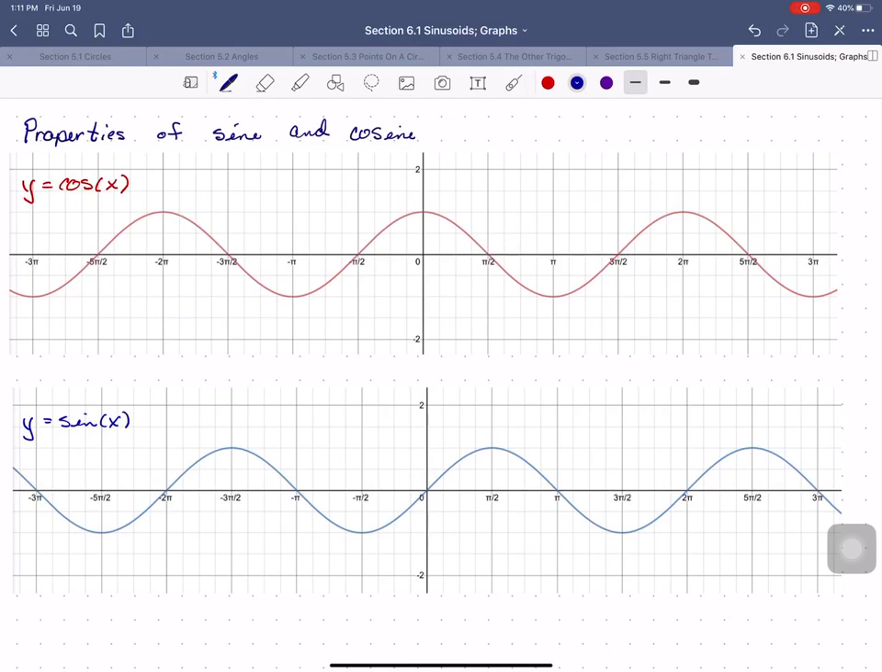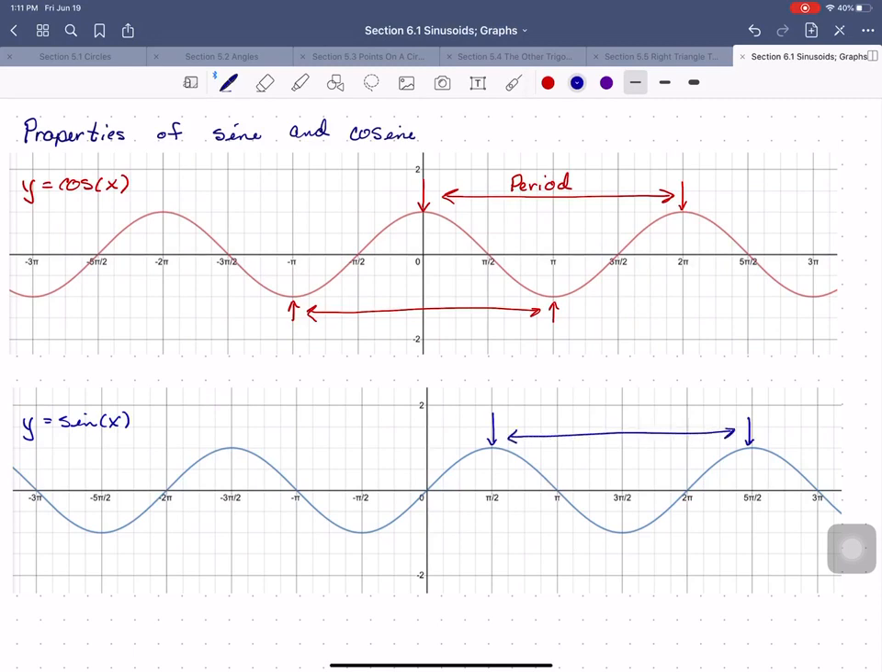So, first thing I want to point out is that there is a consistent distance between the humps. And it doesn't matter if we're talking about the peaks or the valleys. This distance on a repeating function like this is called the period. And you can look at a graph and see what the period is.